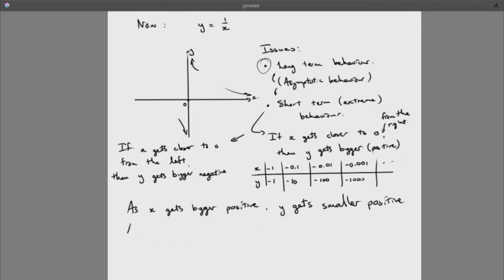And the next sentence, as x gets bigger in size but negative, I don't want to say smaller here because that means close to 0. Bigger in size but negative, y again gets smaller, meaning closer to 0, but negative. So as I go far to the left, my y value is going to stay negative, but get smaller and smaller in size. So I have properties in this basic function that do not feature in the previous ones.